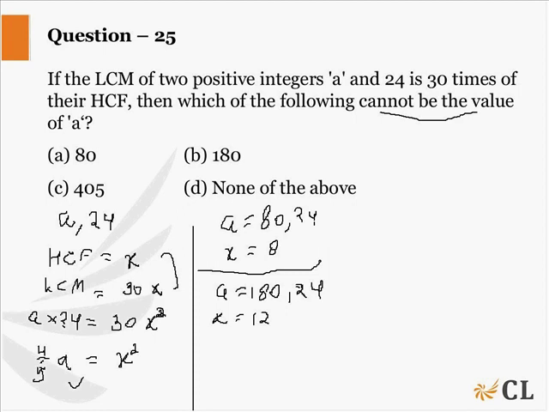Now if I say the third option, which says A equal to 405, this gives you X as 81 into 4, that is 18. So I am getting X as an integer, right? But the problem is HCF of 405 and 24 cannot be 18 because 405 is an odd number, and 24 is not a multiple of it, so this option will be ruled out.